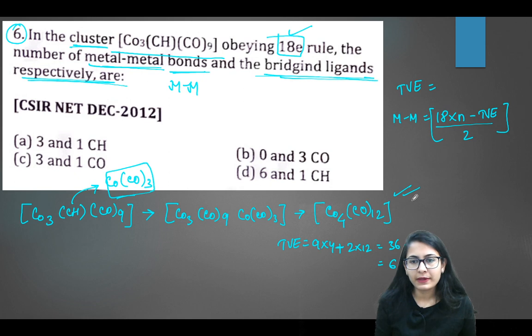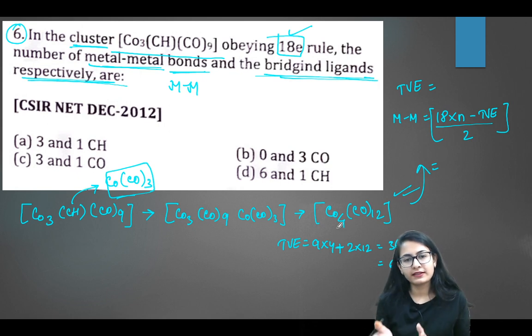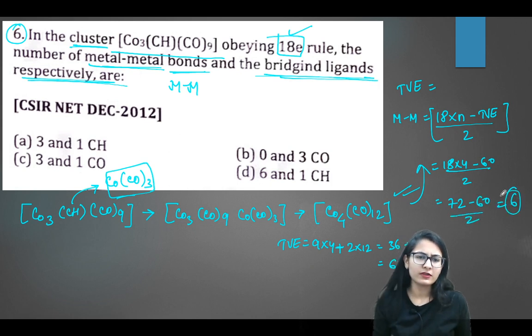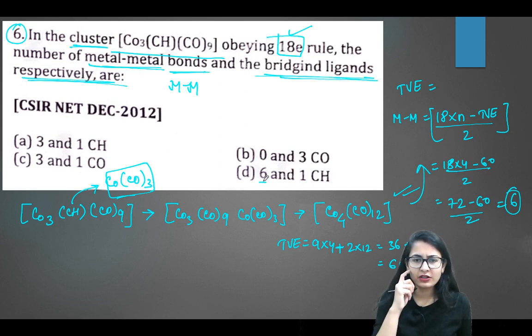So for the metal bonds we need to find 18 into n, where n is the number of metals. Here after replacing the isolobal fragment we have 4 metals. So 18 into 4 is going to give you 72, minus 60, divide by 2, that gives you 6 metal bonds. But you don't have 6 in the option. Yes, you do have 6, but it does not look correct. Why? Because in the question you don't have this fragment.